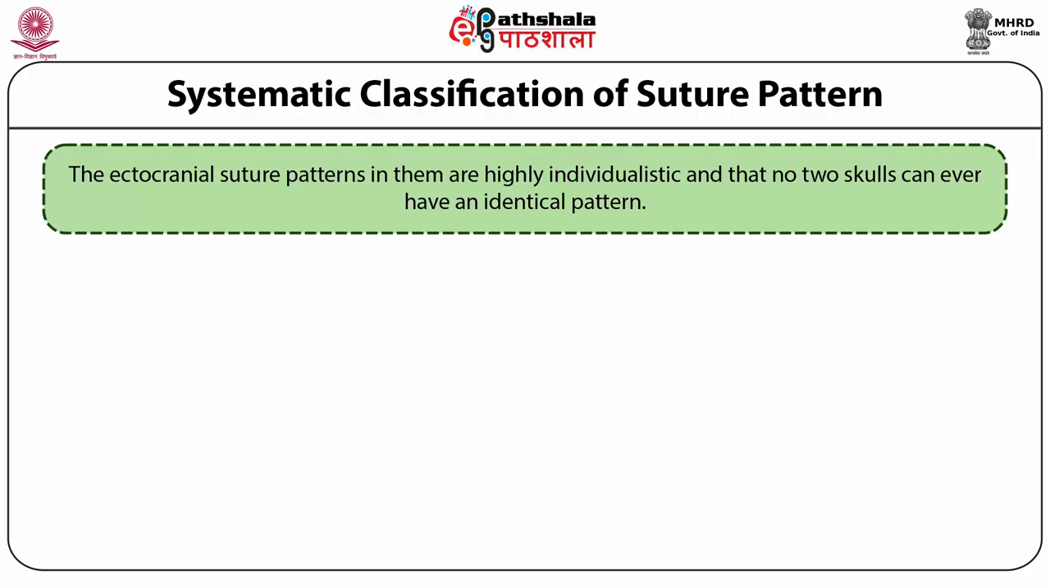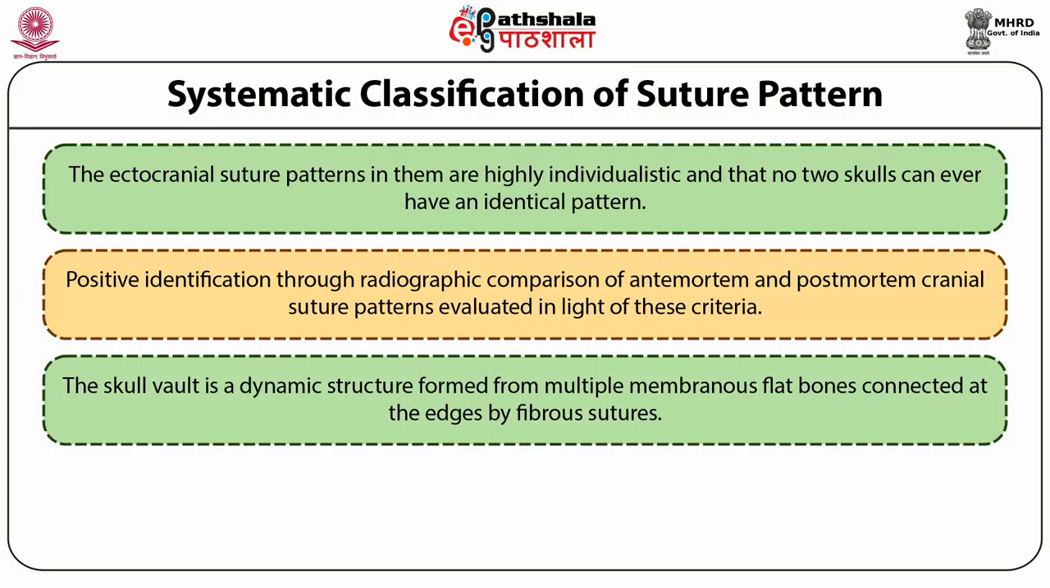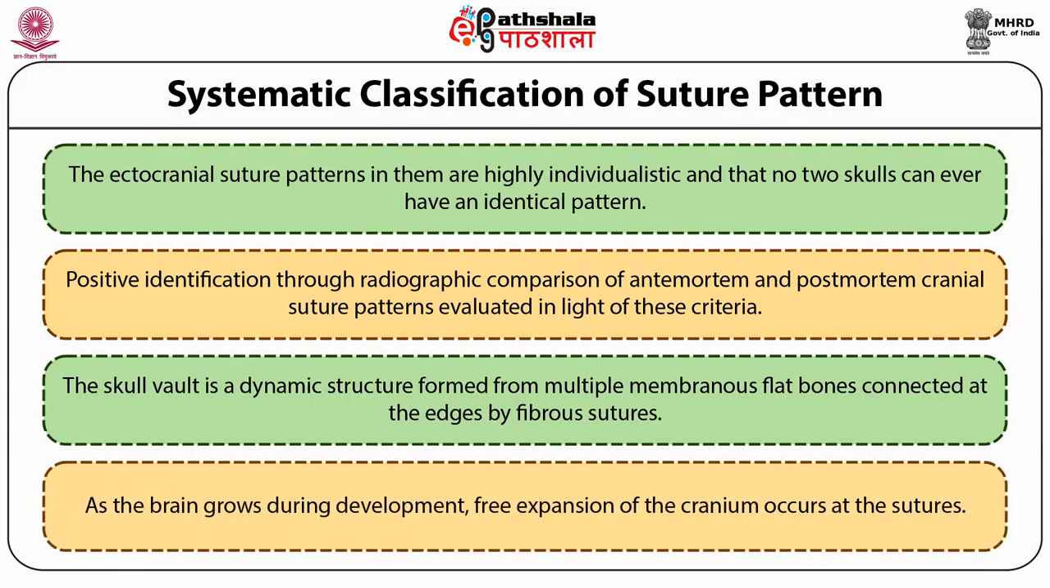A positive method of identification of the skull is studied by comparison of radiographic with visible skull suture patterns. Positive identification through radiographic comparison of antemortem and postmortem skull suture patterns is evaluated in light of these criteria. Computed tomography, that is CT scans, may prove a more useful modality for positive identification due to better resolution and greater availability. The skull vault is a dynamic structure formed from multiple membranous flat bones connected at the edges by fibrous sutures. As the brain grows during development, the free expansion of the cranium occurs at the sutures.